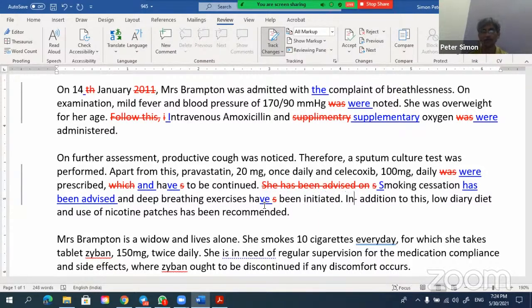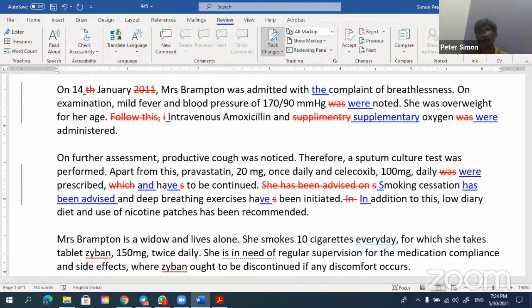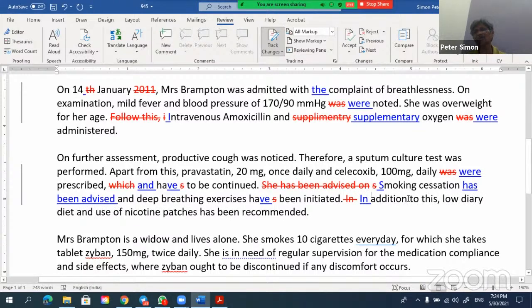In addition, why hyphen? No need of hyphen. Just say "in addition". Why do you need "to this"? "In addition" is enough, no? Why do you want to add two more words? In addition, low dairy diet and use of nicotine patches, low dairy diet.